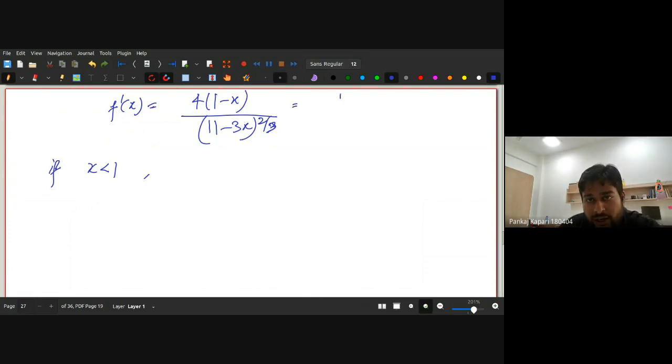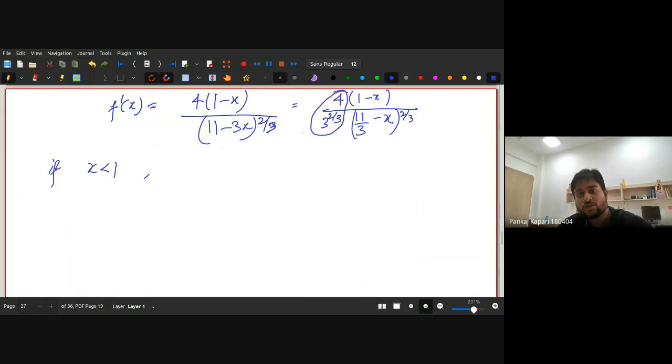Let's write it more in this way. This is 4 times (1 minus x) divided by (11 by 3 minus x) to the power 2/3. So I am taking a 3 outside, and outside I'll have a 3 to the power 2/3. I'll write the derivative in this way, because then these are just constants.